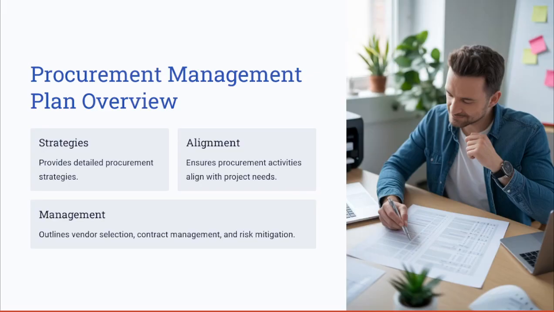The procurement management plan is one of the most important outputs of the procurement planning, and it provides the detailed strategies for acquiring external goods and services, ensuring that all procurement activities align with the project objectives. This document includes information on vendor selection criteria, contract management procedures, and risk mitigation strategies. It ensures the procurement decisions are well documented and executed in a structured manner, minimizing any potential risks and inefficiencies.